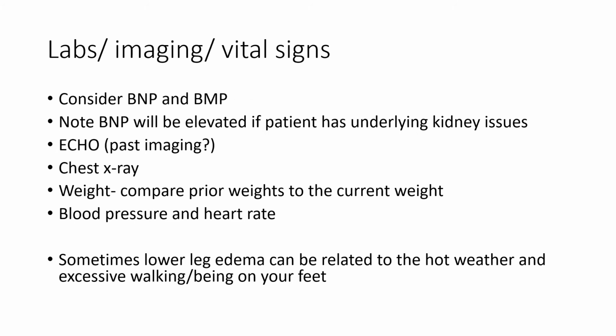Of course, you want to consider some labs and some further workup of these patients. You can always order a BNP and a BMP, basically checking to see how the heart's looking, how the kidneys are looking, and how the electrolytes are. Sometimes the BNP can be elevated if patients have underlying kidney issues. So just be aware of that. If they do have severe chronic kidney disease, that BNP can be falsely elevated for heart failure issues. So that's not going to be an accurate indicator of whether or not they have heart failure.